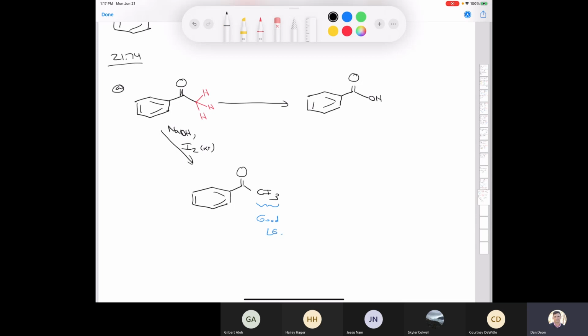You're just going to take it and you're going to cook it up with acid, so H3O+. We're going to heat that up, and that's going to give us benzoic acid. Plus, you'd end up with this compound, CHI3, and that's called iodoform. So that's the iodoform reaction, or the haloform reaction.